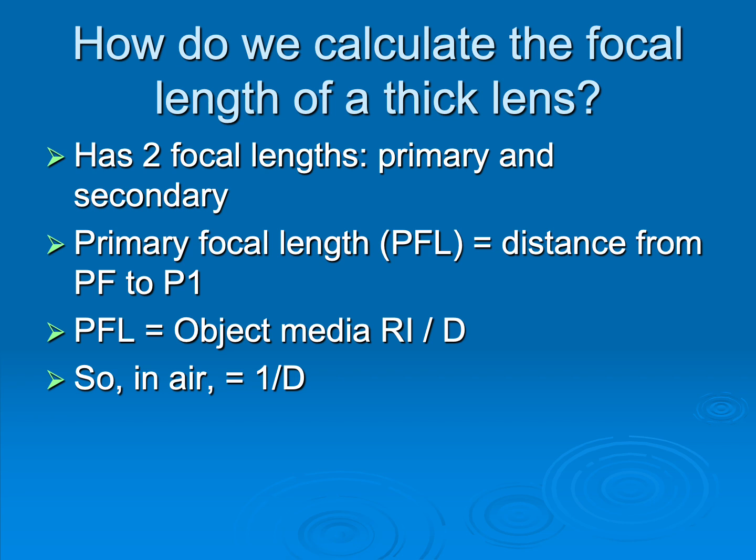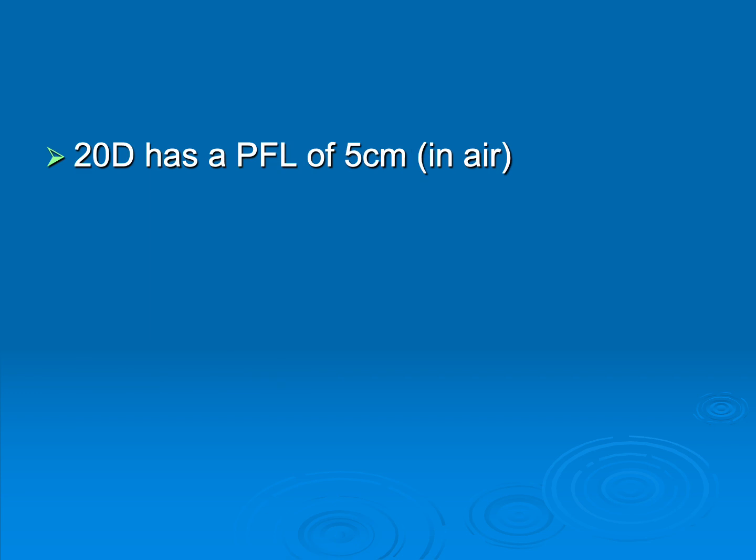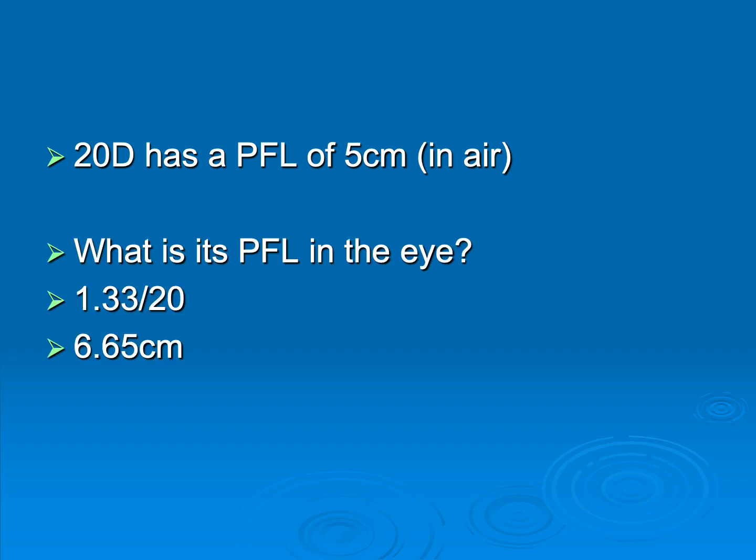And the reason that it's 1 over D is because it's in the air, and air has a refractive index of 1. If we put it in a tub of water, then the focal length is going to be 1.33 divided by the dioptric value. So let's put some real numbers to this. Let's take a 20 diopter lens. What's the focal length of a 20 diopter lens? It's 100 divided by 20, so 5 centimeters. But put that 20 diopter lens inside the eye in the aqueous, and it now has a primary focal length of 6.65 centimeters. Why do we care?